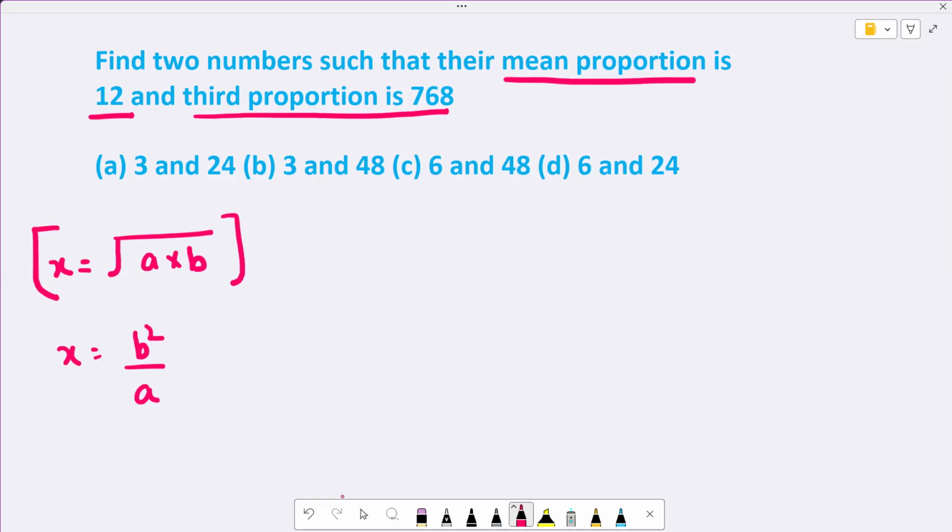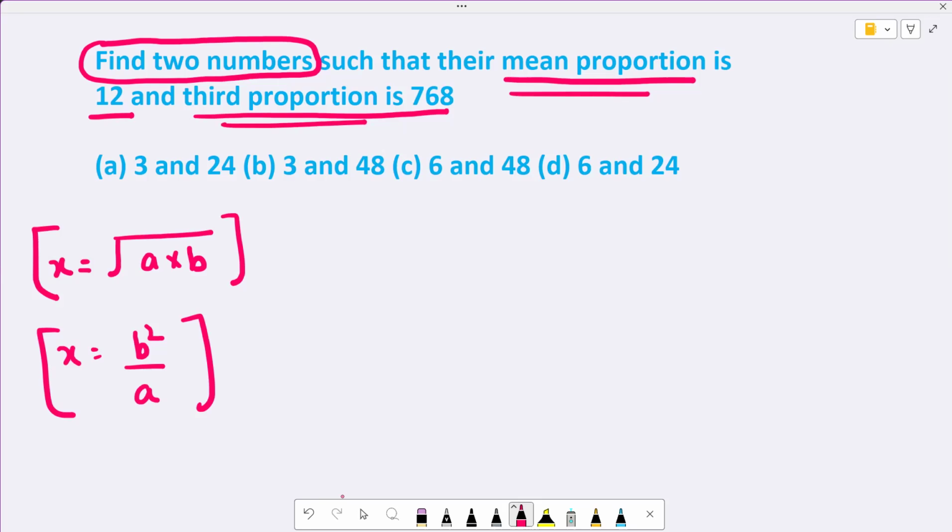Okay, now here they're not asking us what the mean proportion or the third proportion is, like it normally happens. Here in this question they are asking us to find the two numbers whose mean proportion and third proportion are already given to us. How will we do it? First, we'll focus on the part of mean proportion. Since we know that mean proportion is 12, we know that root of a multiplied by b is equal to 12, or a multiplied by b is equal to 12 multiplied by 12, or 12 square in simpler words, which is equal to 144.